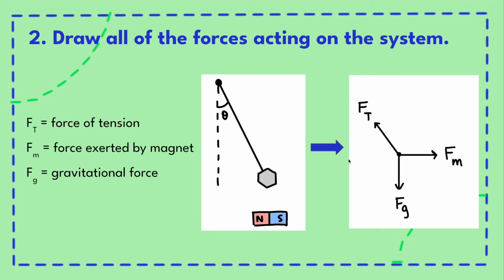Step 2 is to draw all of the forces acting on the system. We can use our drawing to map out where the force of tension needs to go, because it is going to point away from the object and in the direction of our string. The other 2 forces we have are Fm, the force exerted by the magnet, and Fg, which is the gravitational force.